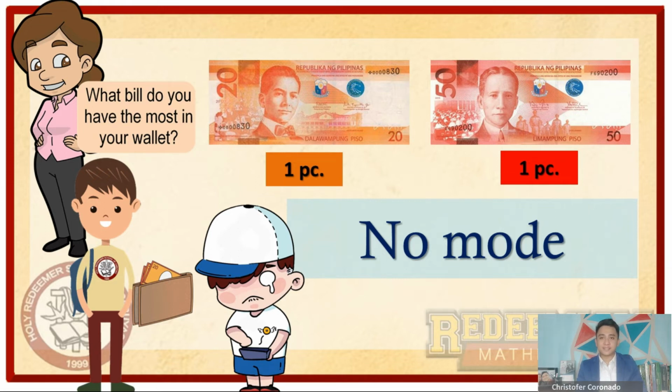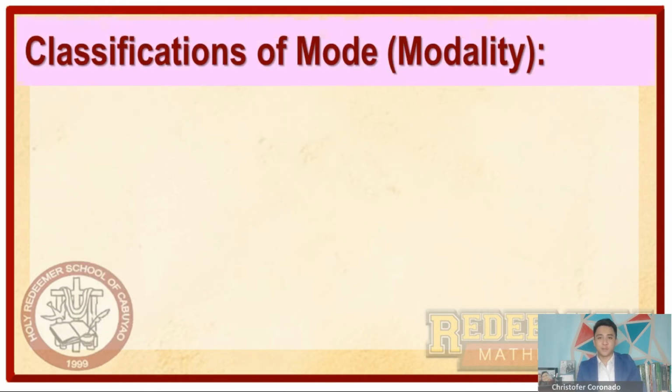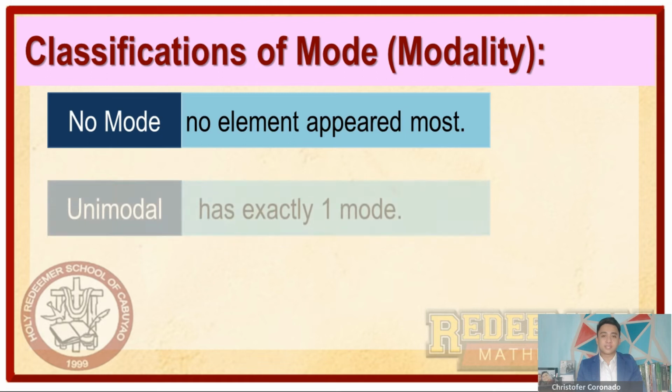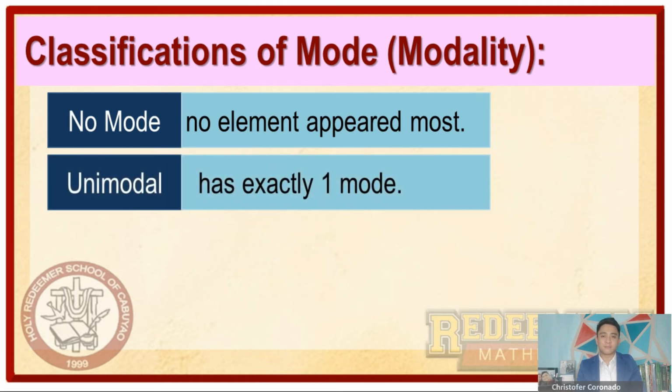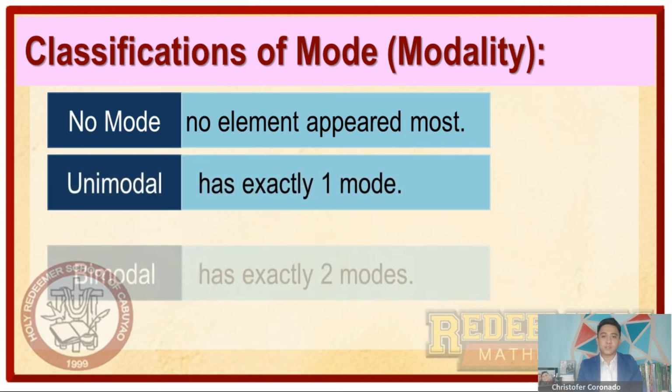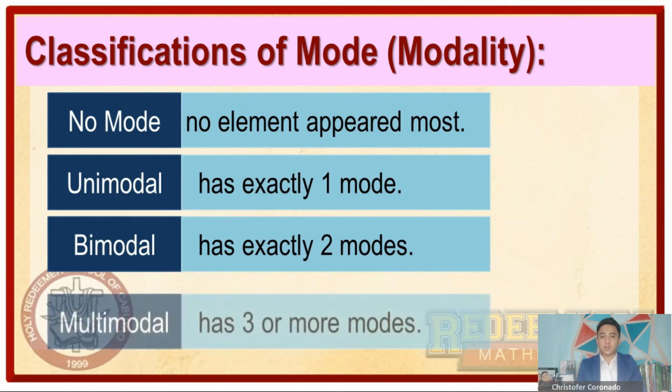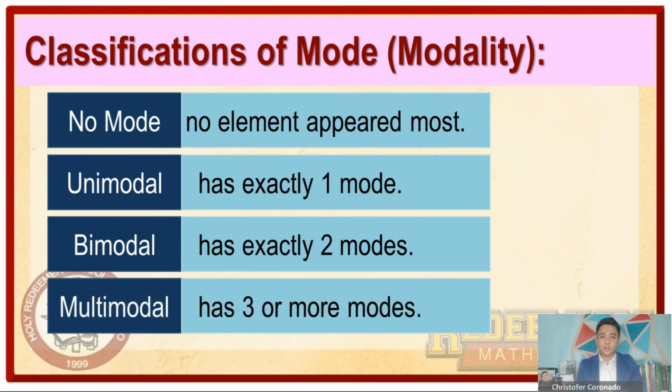To summarize, there are classifications of mode. If there is no number that appeared greater than the other, then there is no mode. If there's only one number appeared most, we call that as unimodal. If 2 numbers appeared most of the time, we call that as bimodal. If 3 or more numbers appeared compared to the other, then we call that as multimodal.